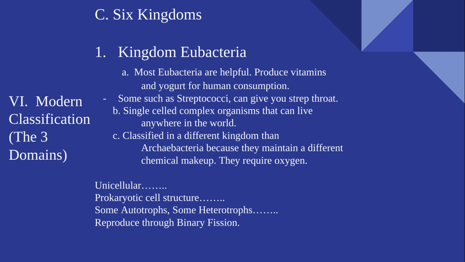We're going to learn more about Archaea or Archaebacteria and what makes them different at a kingdom level. So to put everything into perspective, we've talked a lot about this, especially today as we created the Venn diagrams. The kingdom Eubacteria is made up of unicellular organisms. They have a prokaryotic cell structure. There are some autotrophs and some heterotrophs, mostly autotrophs. And they reproduce through binary fission.